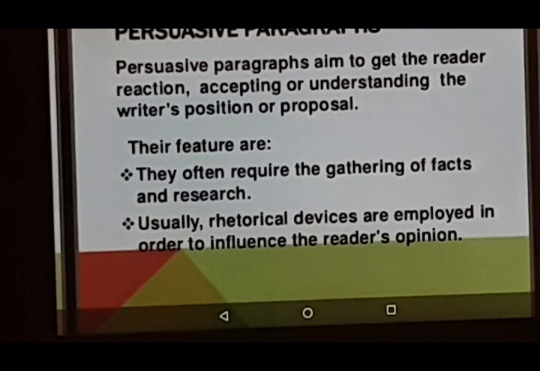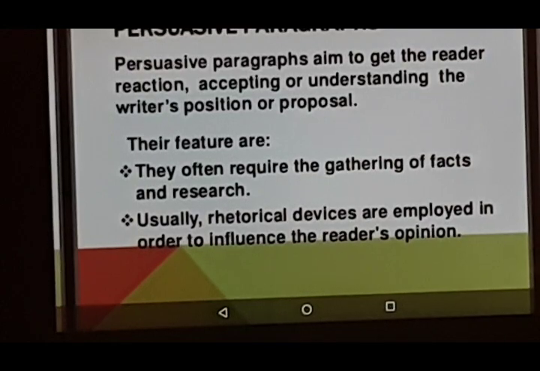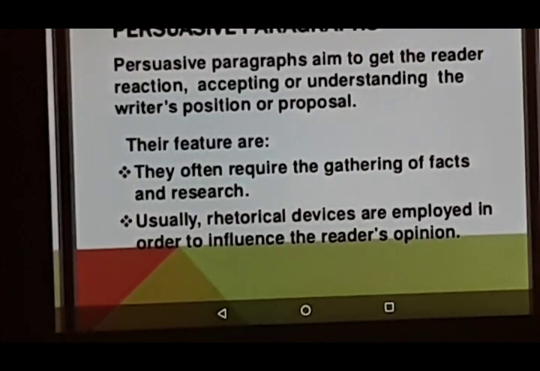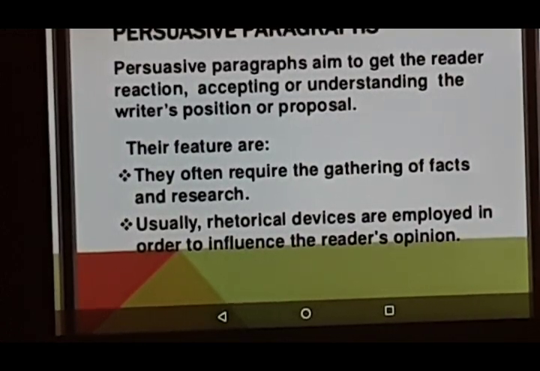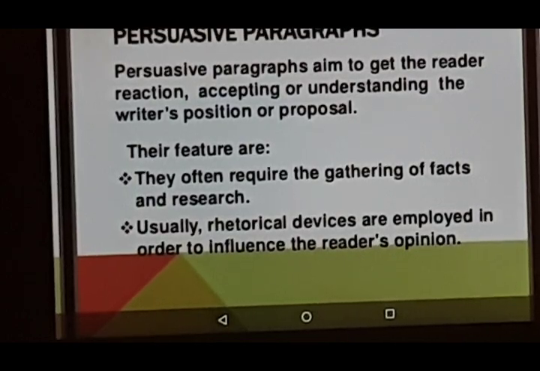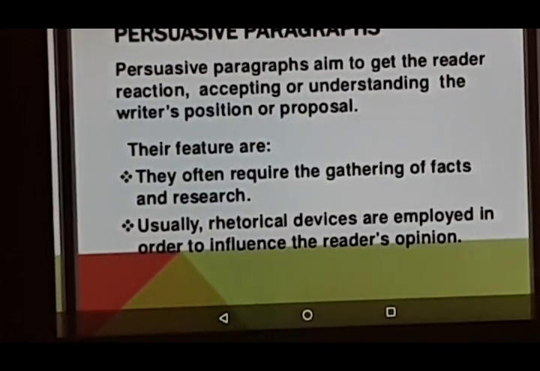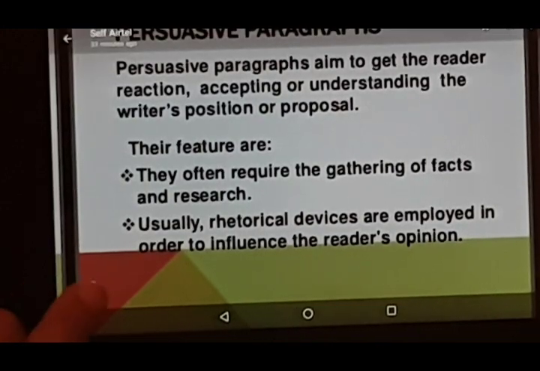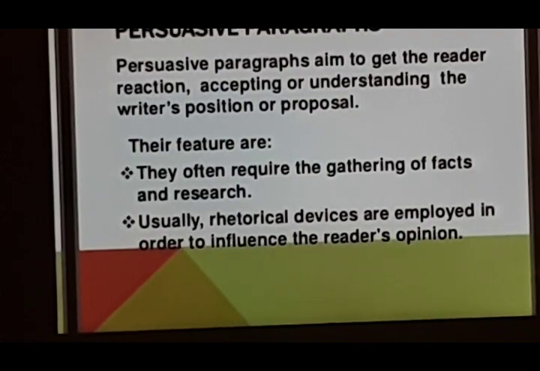Now the persuasive paragraph. Like I told you, the word itself tells us to persuade, to convince some person. Persuasive paragraphs aim to get the reader's reaction, accepting or understanding the writer's position or proposal. Their features are that they often require the gathering of facts and research. Usually rhetorical devices are employed to influence the reader's opinion, like narration or theories, or we convince them that whatever we are saying is correct. It is usually a research-based paragraph.